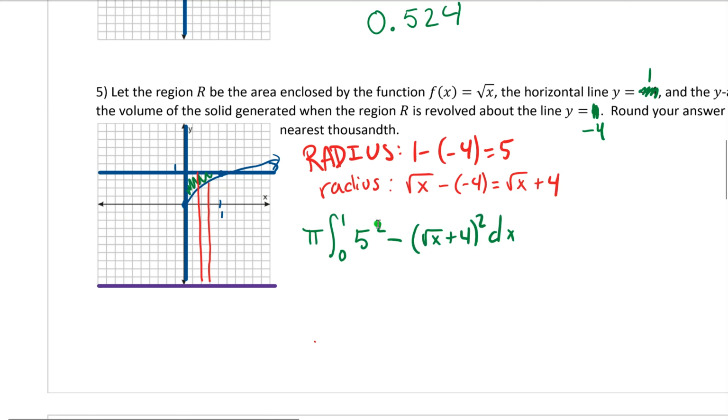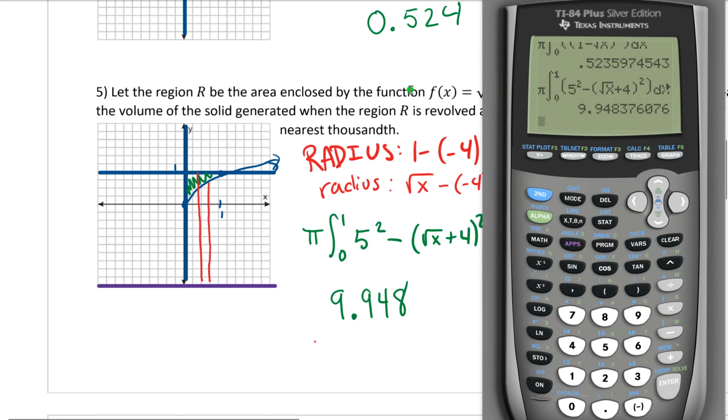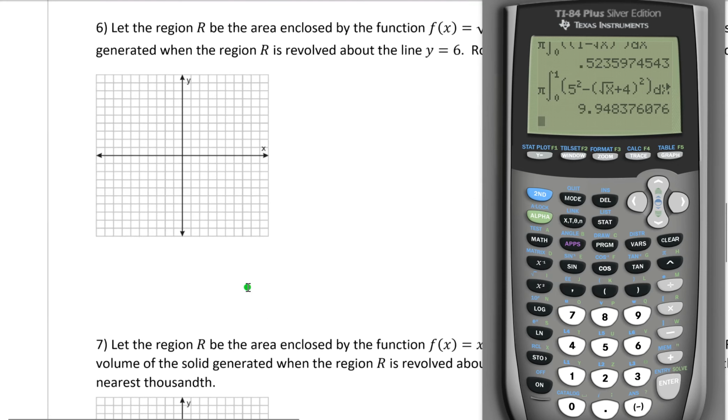Now, the tricky part is, remember that you need to have a squared here and a squared here. So it'll be pi r squared minus pi r squared. And we can just shove that in the calculator to get the answer. All right, so that was a trickier question than I anticipated. Sorry about that. Let's try another one.